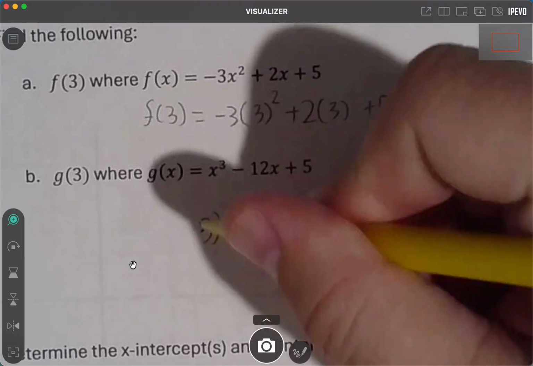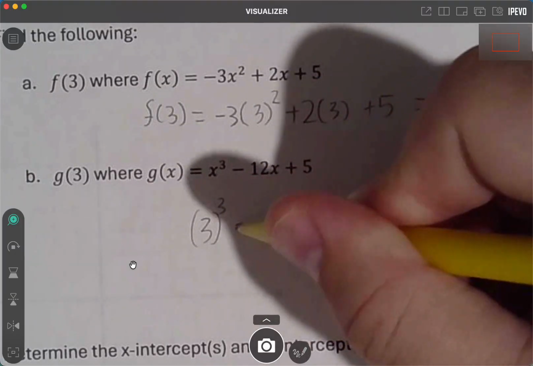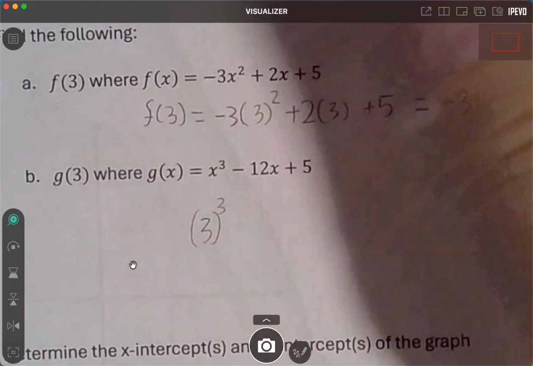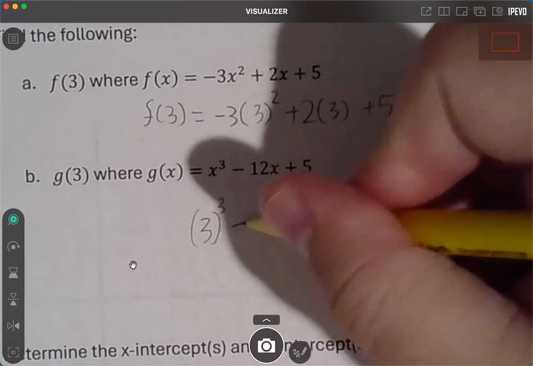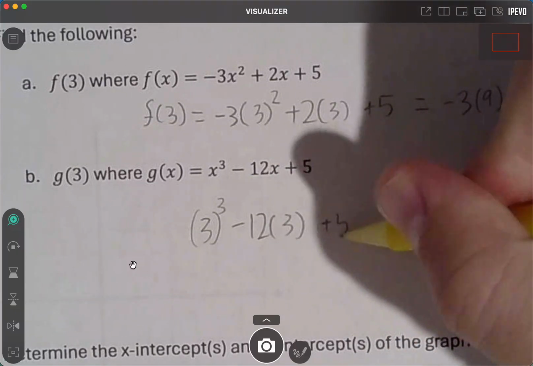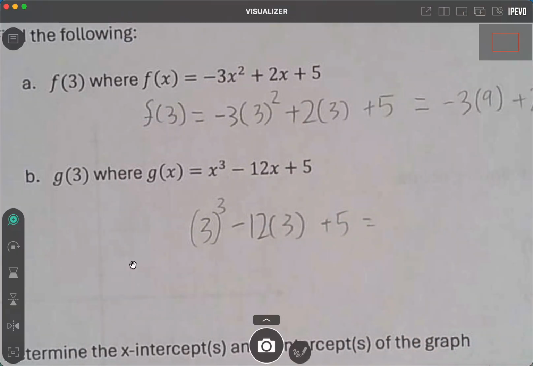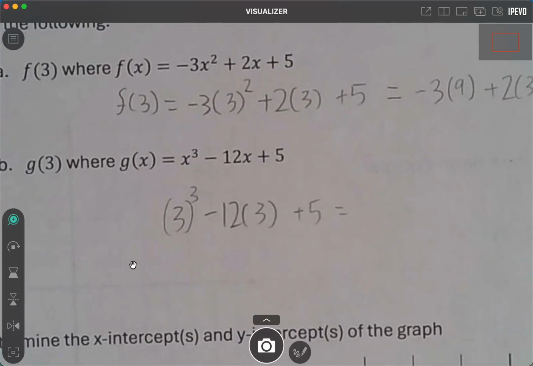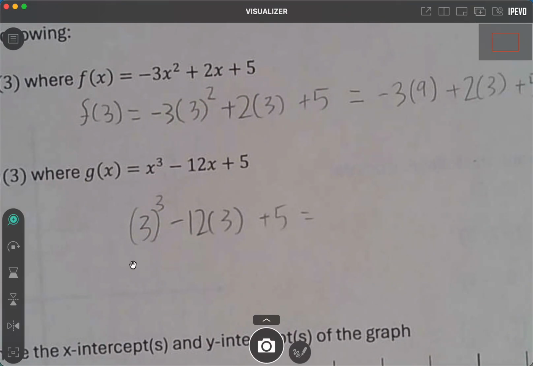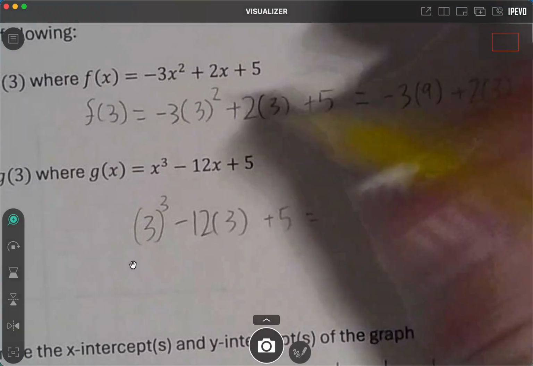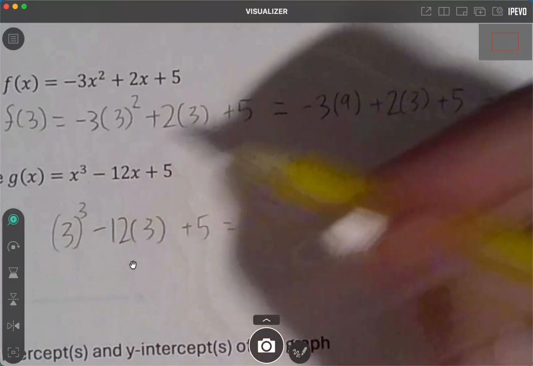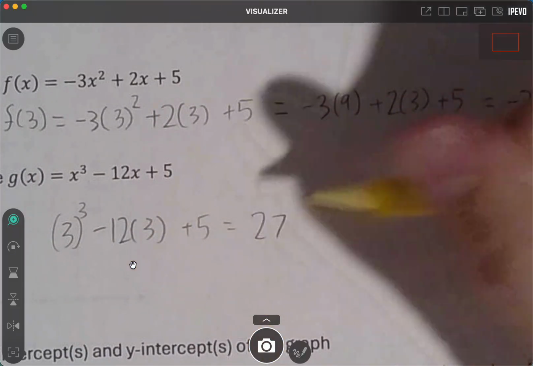Now this one, by substituting, is 3 cubed, minus 12 times 3, and then plus 5. The plus 5s at the end, really, I'll tell you, that's copy and pasting laziness. It could be plus anything. Don't be afraid of that. It's more so plug in place of x what you had before. So 3 cubed is 27.